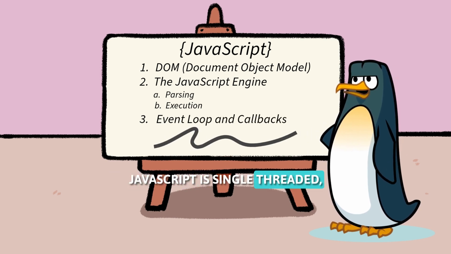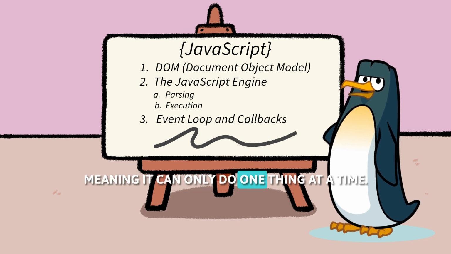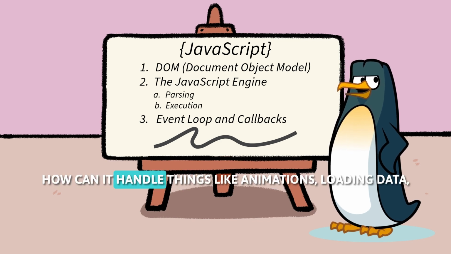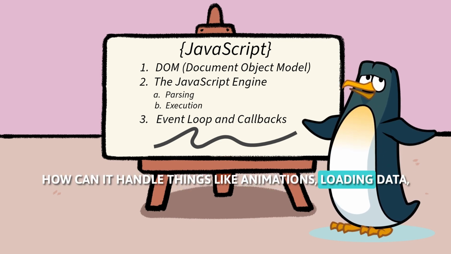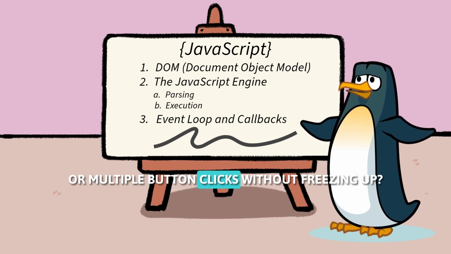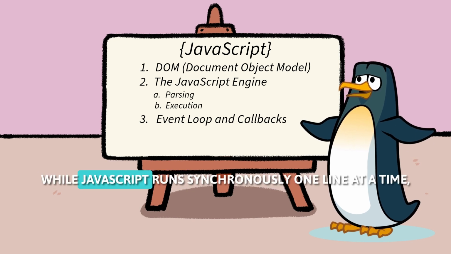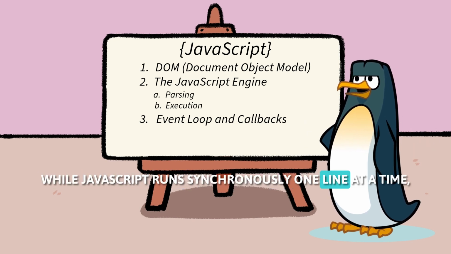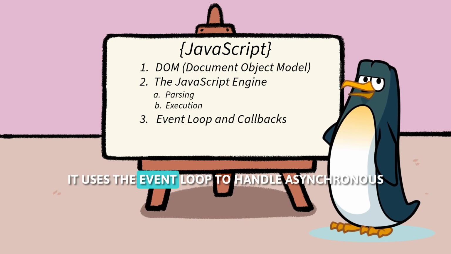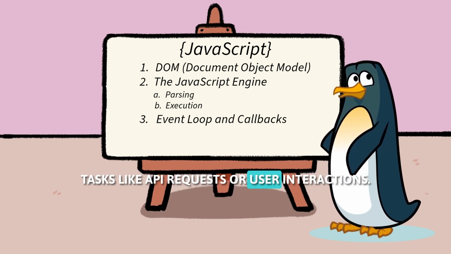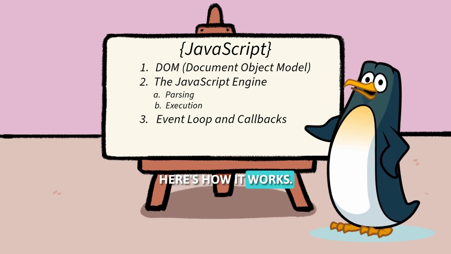JavaScript is single-threaded, meaning it can only do one thing at a time. But if that's the case, how can it handle things like animations, loading data, or multiple button clicks without freezing up? Enter the event loop. While JavaScript runs synchronously, one line at a time, it uses the event loop to handle asynchronous tasks like API requests or user interactions. Here's how it works.